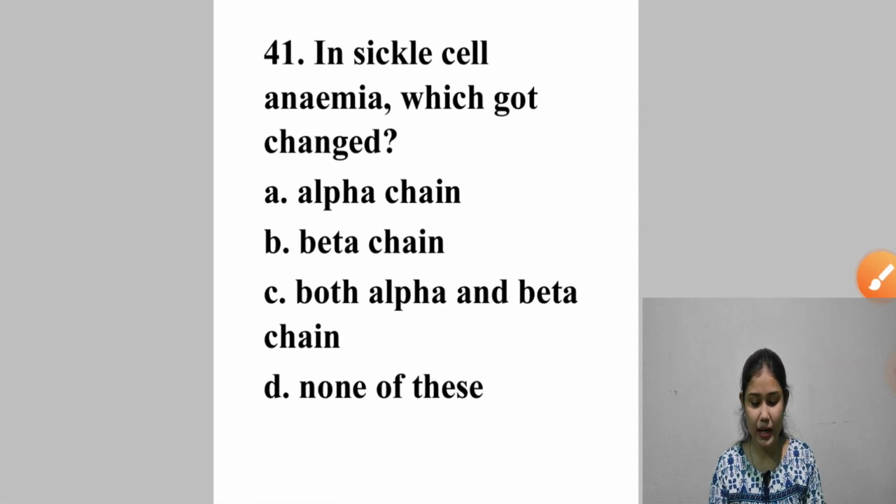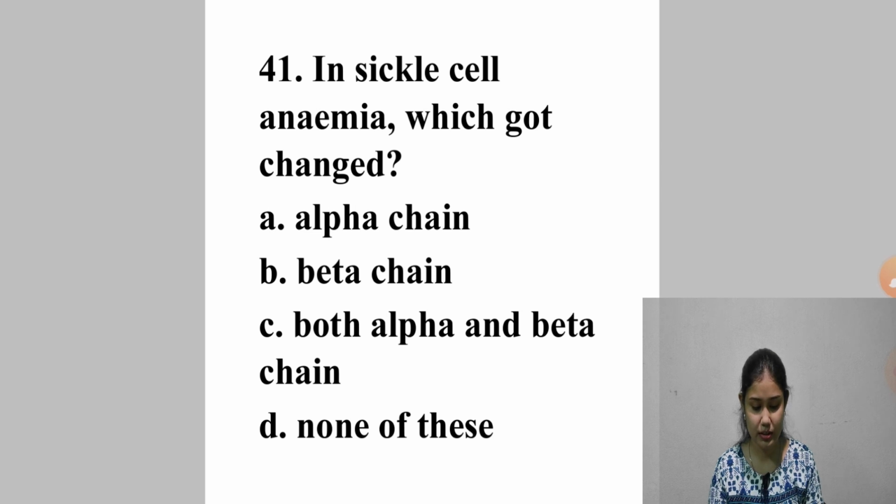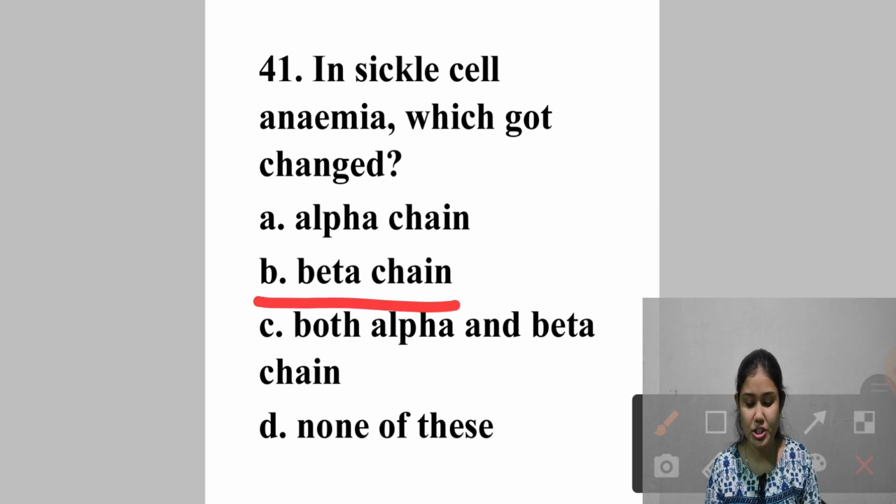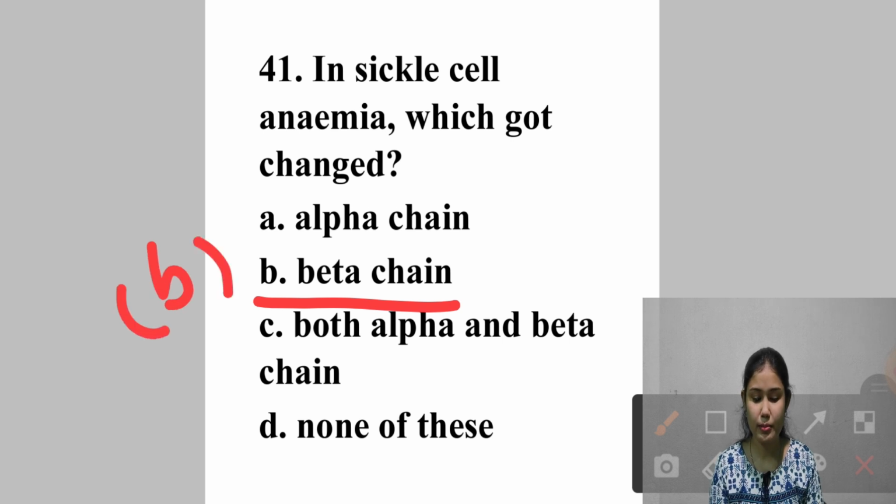In sickle cell anemia, which got changed? Okay. So, इसका ऑप्शन दिया हुआ है अल्फा चेन, बी बीटा चेन, सी बोथ अल्फा एंड बीटा चेन, डी नन ऑफ दिस. ओके, सो सिकल सेल एनीमिया में क्या होता है? द आरबीसीज बिकम डिफेक्टिव एंड इट चेंज इट्स शेप, राइट? So the faulty hemoglobin, that is hemoglobin S, replaces the normal hemoglobin, that is hemoglobin A. Okay, तो कौन से चेन में होता है यहाँ पूछा है? तो हमारा बीटा चेन में होता है. Okay, so answer will be option B. Now come to question number 42.